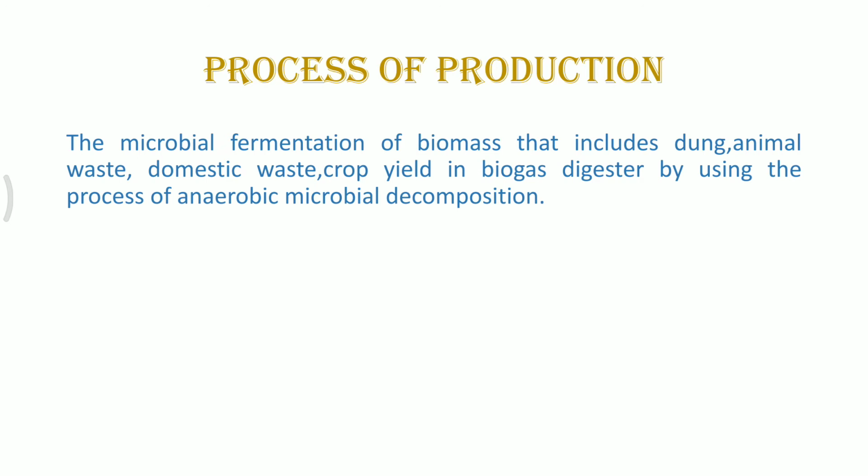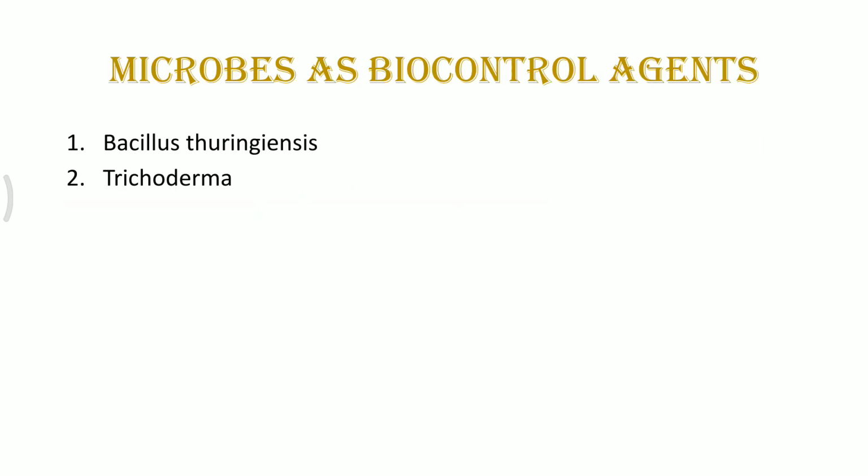When this cow dung or any animal dung is mixed along with the domestic waste and the crop yield waste, and is put into a digester tank, then we can extract the methane gas from there, and biogas is prepared in a similar way. There are various microbes which are used for biocontrol, and they are these two, Bacillus thuringiensis and Trichoderma, which we have studied in detail several times.